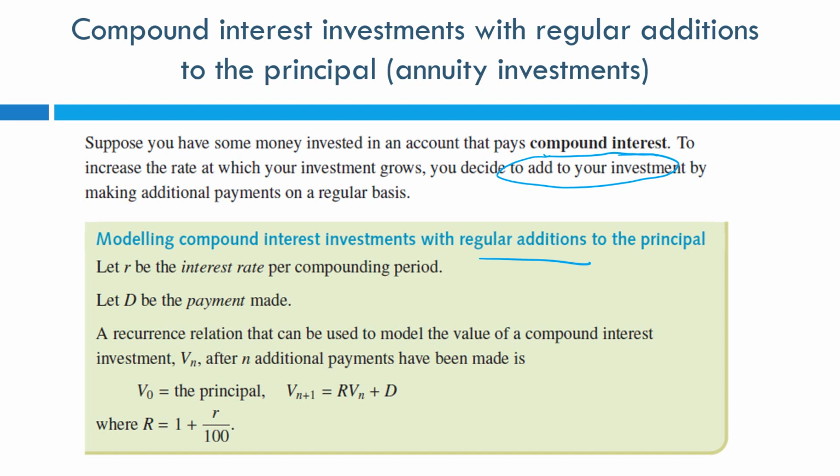That's what you would have in your notes. So let R be the interest rate for the compounding period. Let D be the payment made. A recurrence relation that can be used to model the value of a compound interest investment Vn after n additional payments have been made is given by V0 being the principal and Vn+1 = R Vn + D. You've seen this before, where R is 1 plus little r on 100.